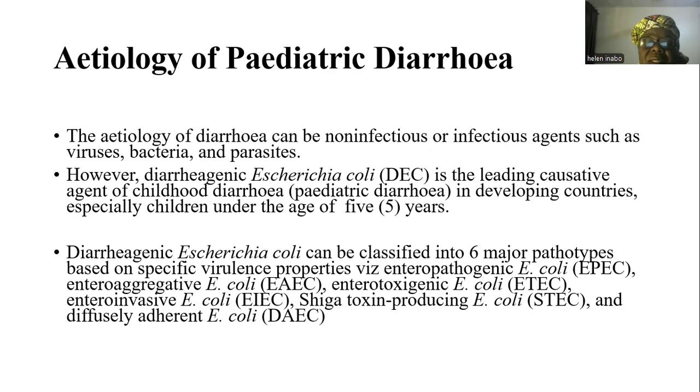Diarrheagenic Escherichia coli can be classified into 6 major pathotypes based on their specific virulence properties. These include enteropathogenic E. coli, enteroaggregative E. coli, enterotoxigenic E. coli, enteroinvasive E. coli, Shiga toxin-producing E. coli, or enterohemorrhagic E. coli, and diffusely adherent E. coli.